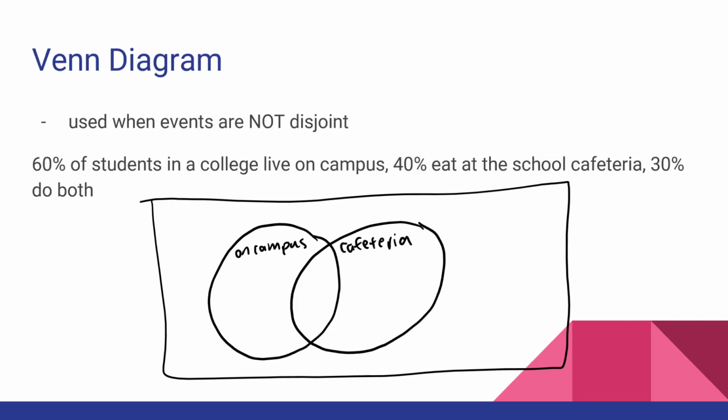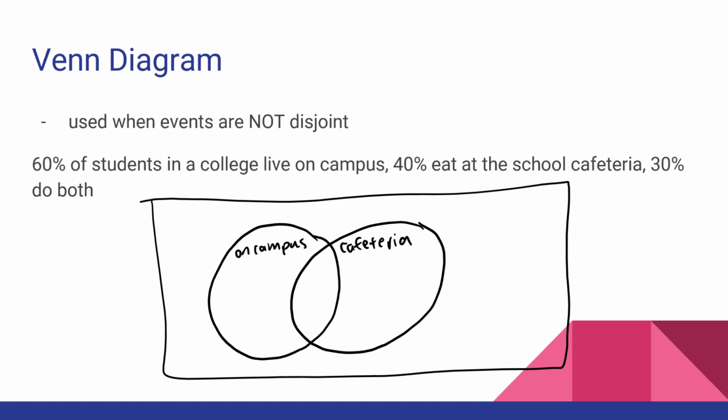When it comes to probability, drawing out diagrams and charts to help you is really helpful. So we have an example here. Let's say 60% of students at a college live on campus, 40% eat at the school cafeteria, and 30% do both. The first thing we observe is that these two are not disjoint, so these two can happen at the same time. So making our Venn diagram, here's a basic structure of what it should look like.